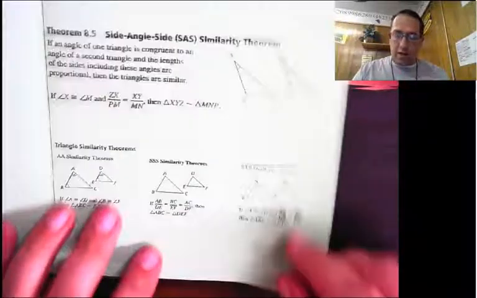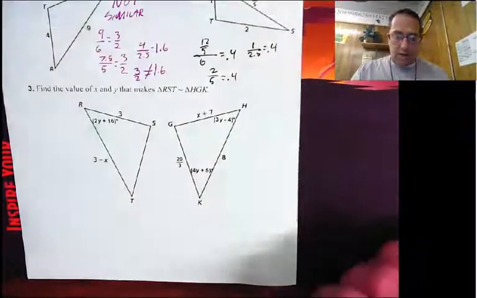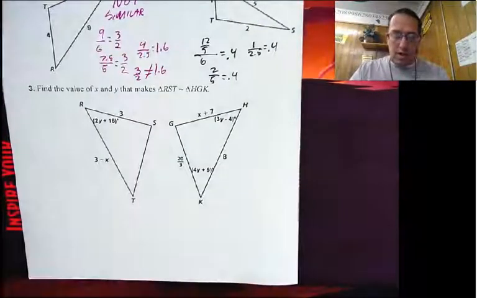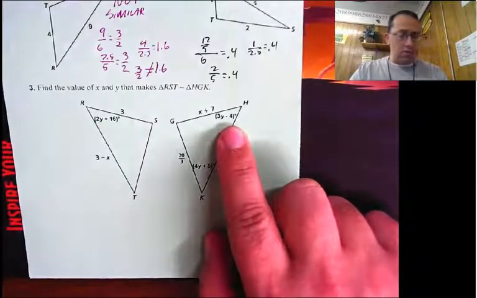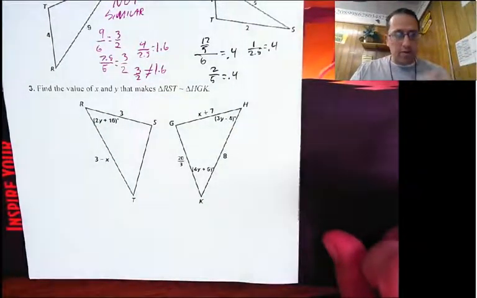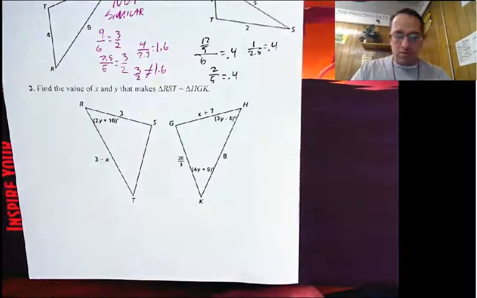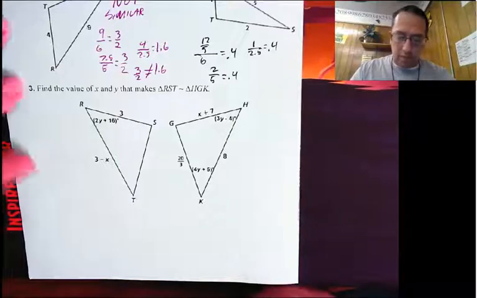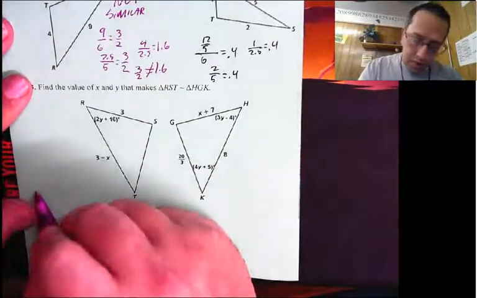So what I have left is side, angle, side. I need 2 sides. I've got 2 sides. And I need the angle that is in between those 2 sides, which would be those 2 angles. So we're going to do that. And I'm going to do the angles first, because if you remember, the angles have to be congruent, which makes them really easy to solve for. This has to equal that, so that my angles will be congruent.